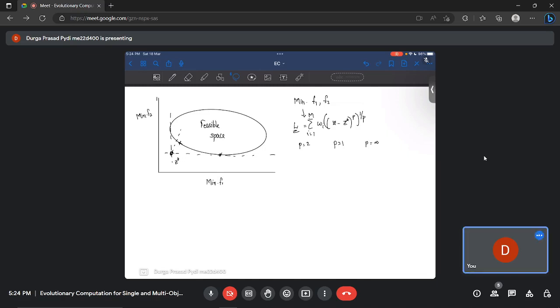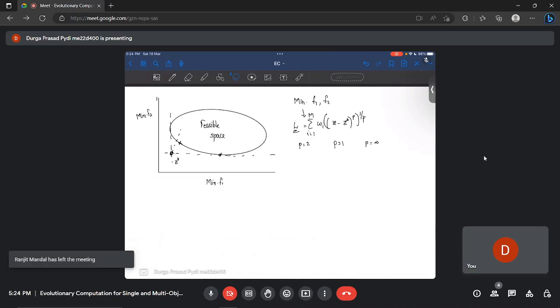If you try to keep negative weights, see, our idea is to minimize the value of L, right? So if you put some negative weight in that, it will try to increase the value of whatever quantity is there. That is not what we want. So you just need to have positive weights.